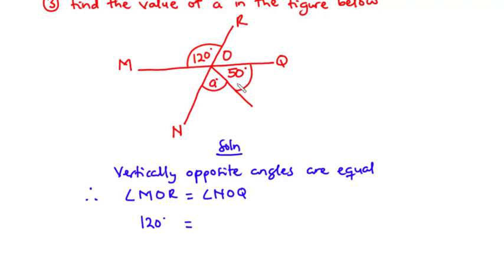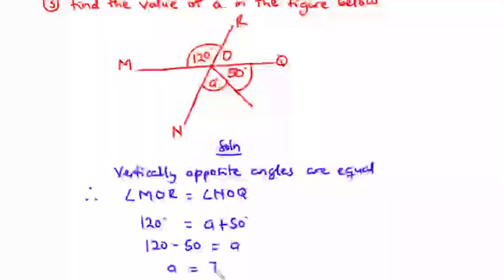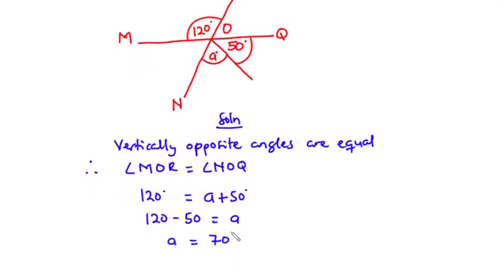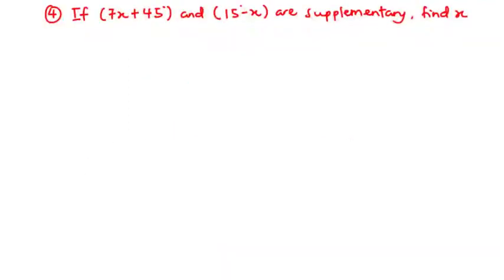So that is A plus 50. So A plus 50 degrees. Since we want to find the value of A, we are going to transpose 50 to the left hand side. So we have 120 minus 50, and that is equal to A. Therefore, we have A to be equal to 70. So the value of A is 70 degrees. Now let's try some word problems.